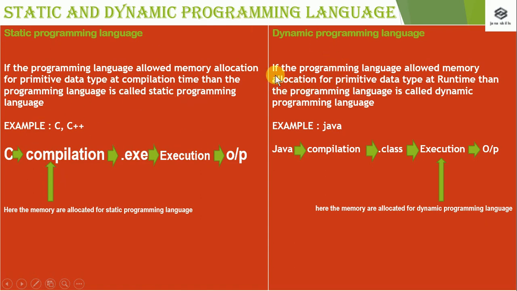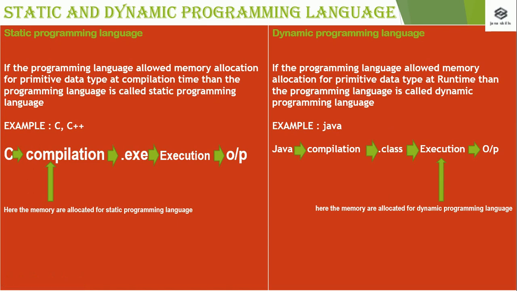In the case of Java, it is a dynamic programming language, where it allocates memory at runtime. If the programming language allows memory allocation for primitive data types at runtime, then it is called a dynamic programming language. Here in Java, when we execute a Java program, Java compilation generates a .class file and then it executes. At this point of time memory is allocated for the Java program. So Java is a dynamic programming language.